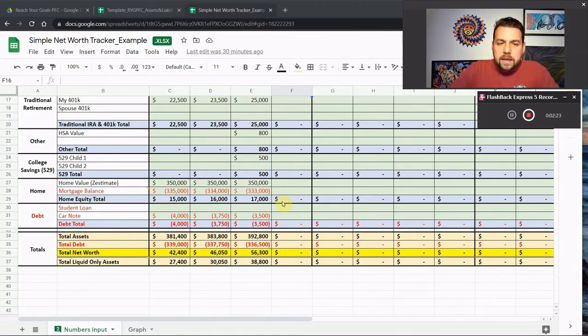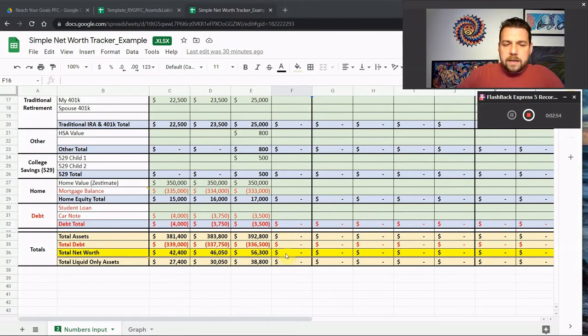And then also for your debts, we're looking at any student loan debt you have, any car loans, auto loans that you have. And then just one key thing with the mortgage balance and the debt line items, make sure you enter a negative number for this worksheet to work out right. And then so you add that all up, you have your total assets, subtract the amount of debt that you have, and you have your net worth.